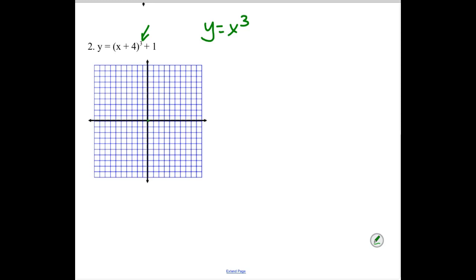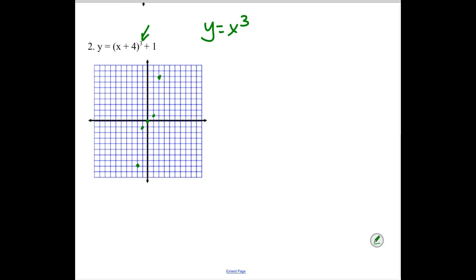So our key points, 0, 0, 1, 1. I'm just picking numbers and cubing them, right? 2 cubed is 8. On the negative side, negative 1 cubed is negative 1, and negative 2 cubed would be negative 8. Again, I want you to get used to what those parent functions look like so that you aren't making a table of values every time. You know what points to graph.